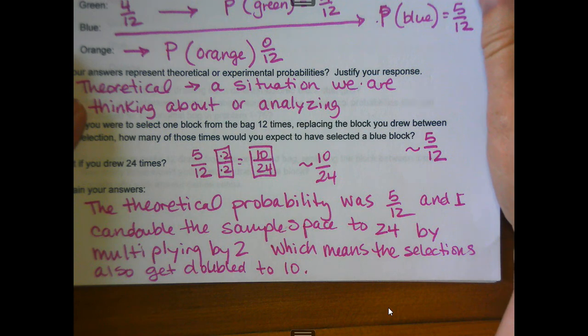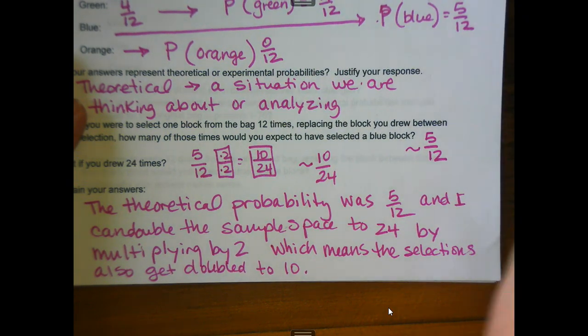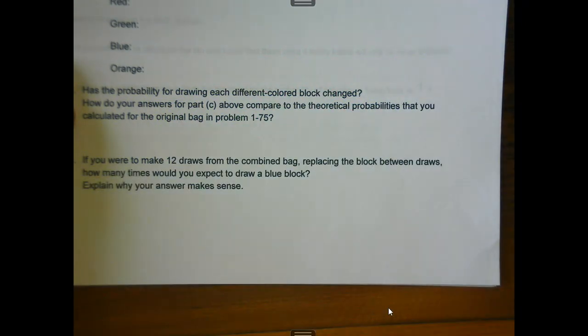All right, taking a real quick look at the next page, and you are on your own, starting with problem 177.